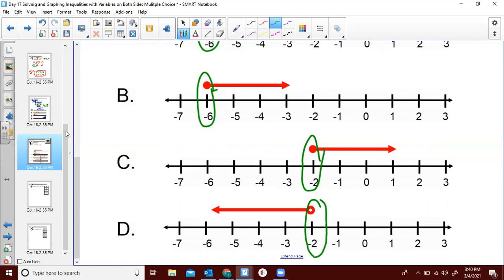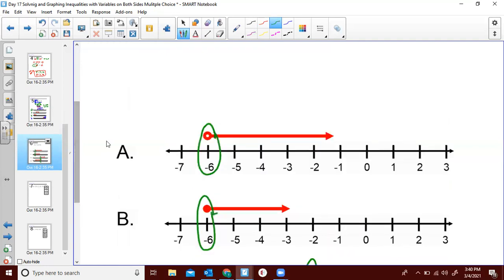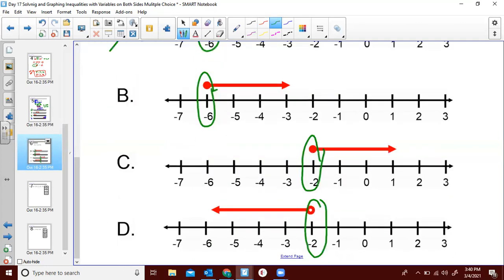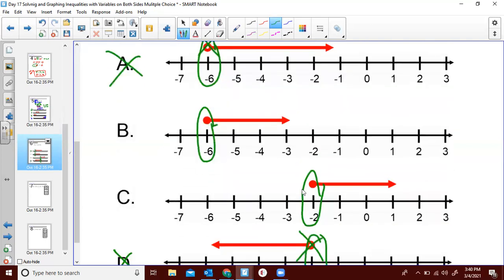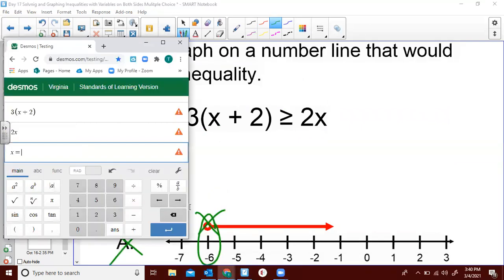Well, I noticed something right away. My inequality is greater than or equal to. So A's out and D is out because they're not filled in. But we still have to check -6 and -2. So let's give them a go. Let's try -6. And -6 looks good. It's -12. And -2, we have 0 and -4. So -2 is no good. But -6, just want to show you again, we had -12 and -12. That means our left and our right-hand sides are equal.